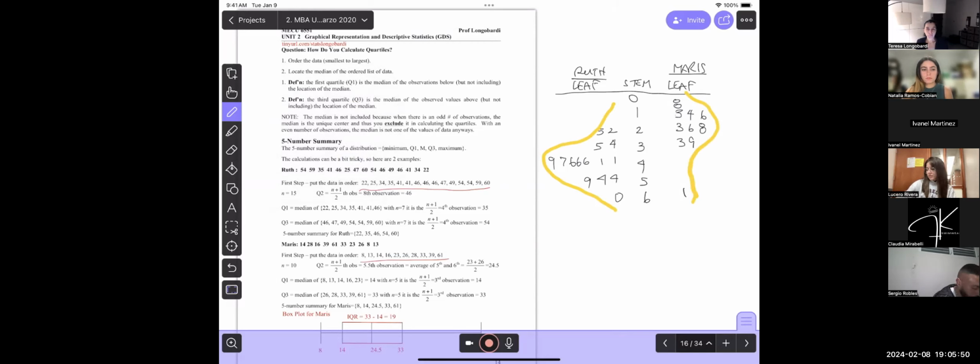Now we can compare them because they're on the same timeline. And what can you say? Who is the better baseball player and why? That's the value of these pictures that we make, these graphs. What would you say?